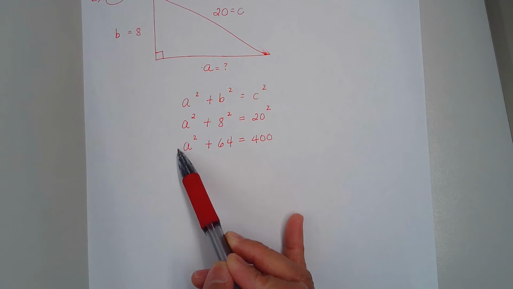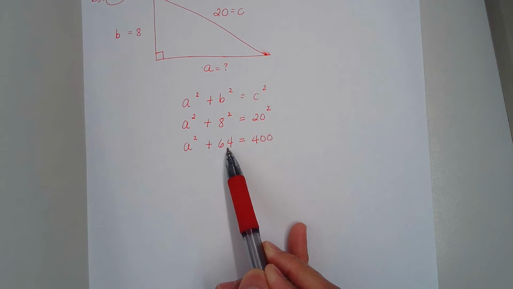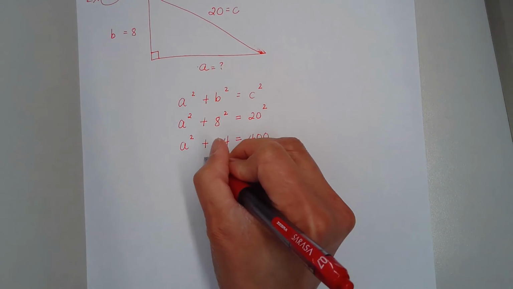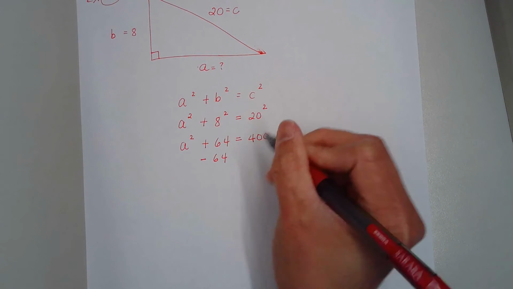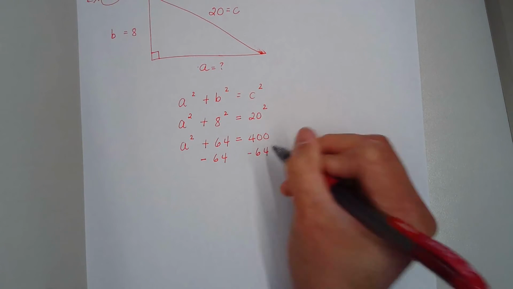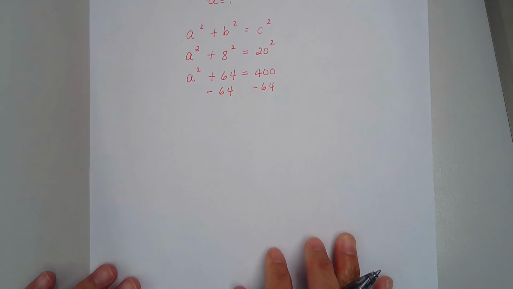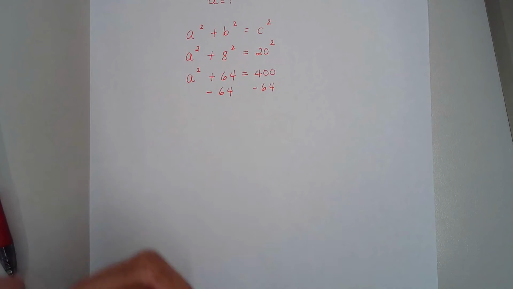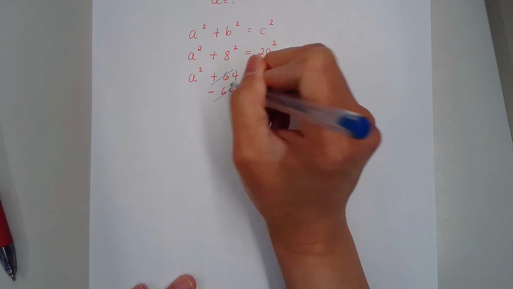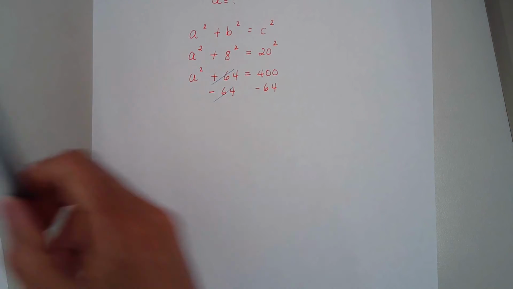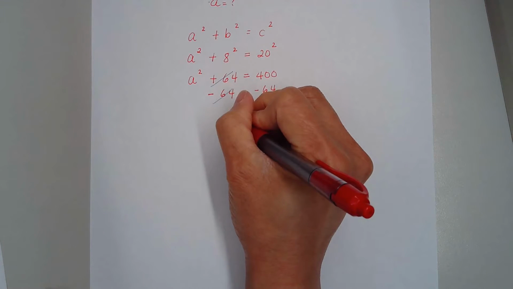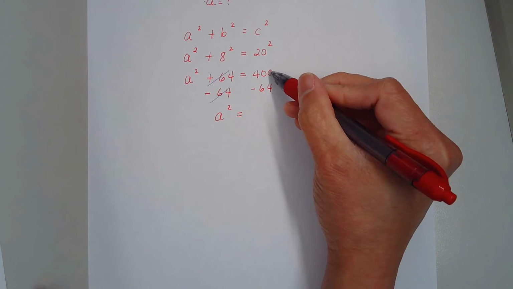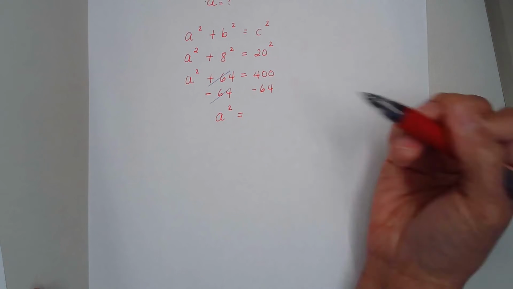Okay, this value got added by 64. So we're gonna do the opposite, which is subtract. We're gonna subtract 64 on each side. So this is gone. Adding 64 and subtracting 64 gives 0. So we're left with A squared equals, now what's 400 minus 64?